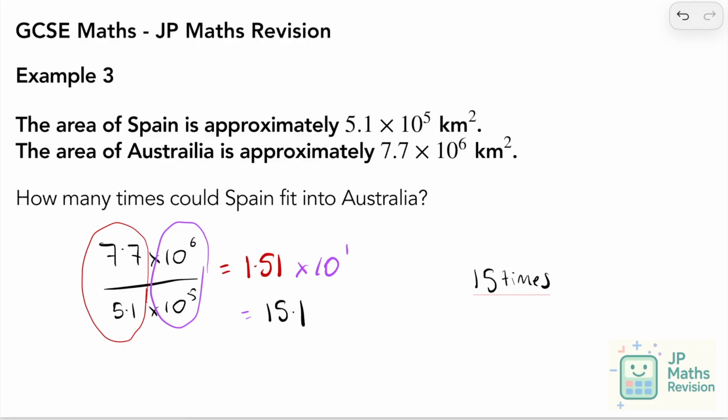So that actually tells us that Australia is 15 times bigger than Spain. So in the previous question, we established that Spain has a bigger population than Australia, but Australia is actually 15 times bigger than Spain, which suggests that Australia is very sparsely populated, whereas Spain is a little bit more densely populated.